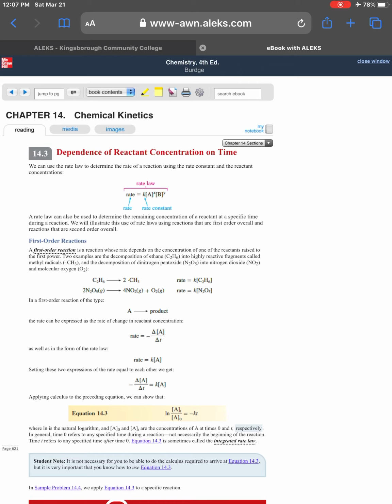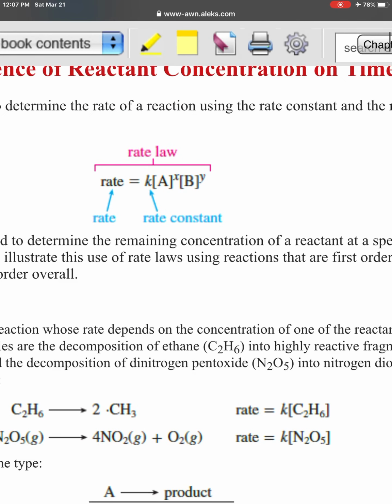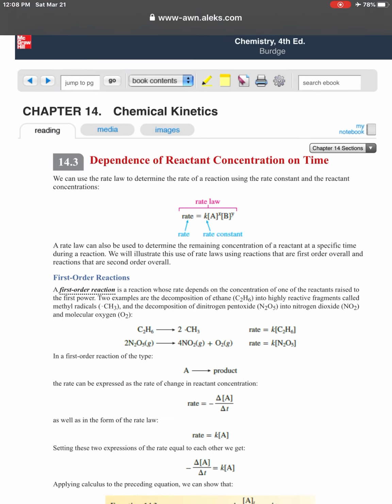concentrations. Rate law: rate equals k times the concentration of A to the x times the concentration of B to the y. The overall equation is called the rate law. The rate is also proportional to the rate constant, k.